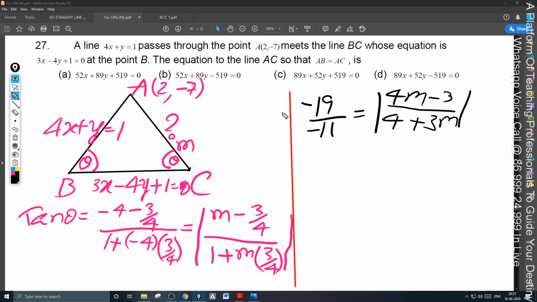Now, if you simplify this, you have to write plus or minus there. 19 into 4 plus 3m is equal to plus or minus 11 into 4m minus 3.